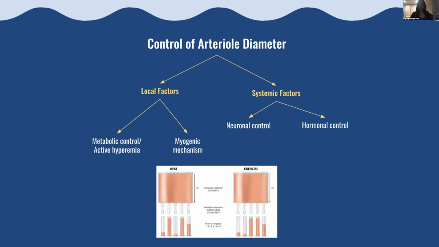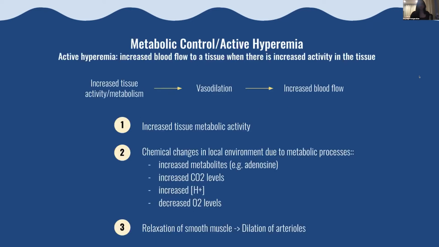So under your local factors, there's metabolic control, which is also called active hyperemia, and then myogenic mechanism, and then under systemic, there's neuronal control and hormonal control. So I'll go through each of those now. So in terms of the local factors, the first one is metabolic control or active hyperemia.